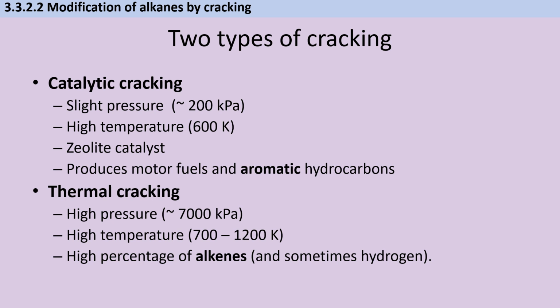So thermal cracking, when it's done in the industry, has this really high pressure. It's about 70 times higher than atmospheric pressure, and also a high temperature. So from slightly higher than catalytic cracking right the way up to about 1200 degrees Kelvin, which is way hotter than you could produce in your school laboratory. And thermal cracking is going to produce a high percentage of alkenes, so that's very useful if you're trying to make plastics, and also sometimes some hydrogen.